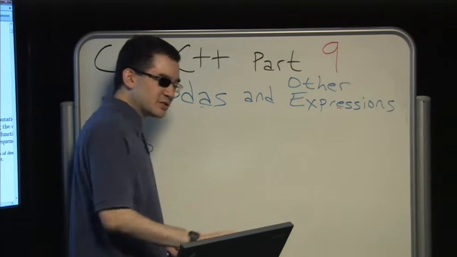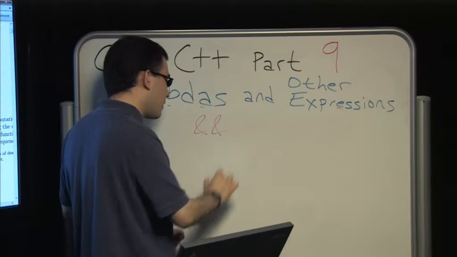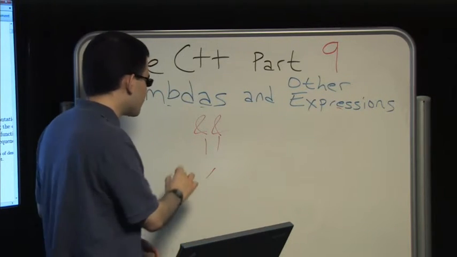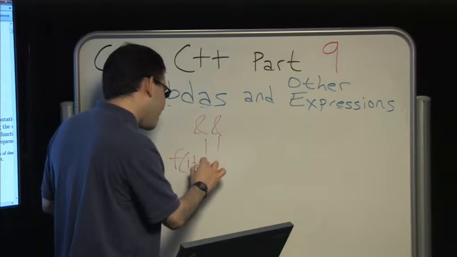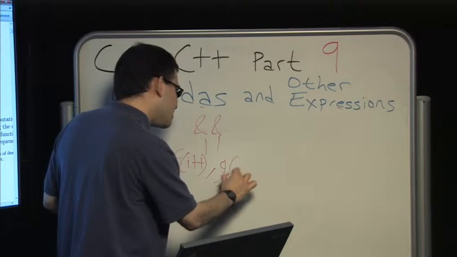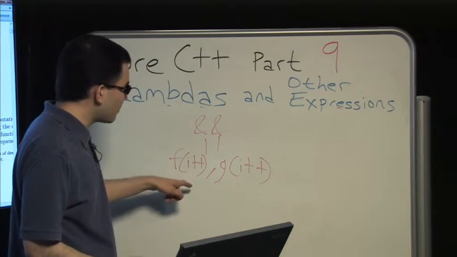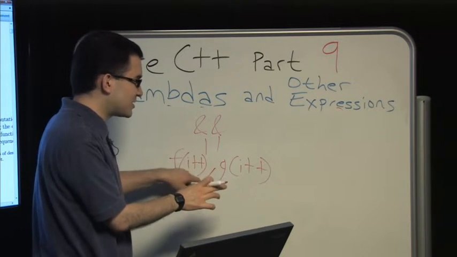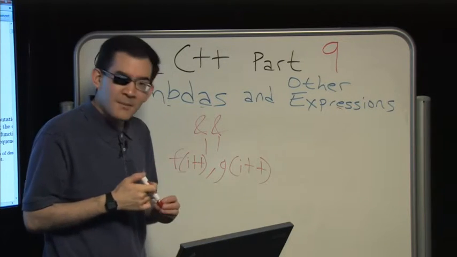A few things do guarantee order of evaluation, and those are the logical AND operator, the logical OR operator, and the comma operator. So if you have something like f of i++ and then g of i++, as long as the comma operator has not been overloaded, you're guaranteed that this will be evaluated, as if there was almost a semicolon here, then this will be evaluated, and then this will be returned. The comma operator is pretty strange.